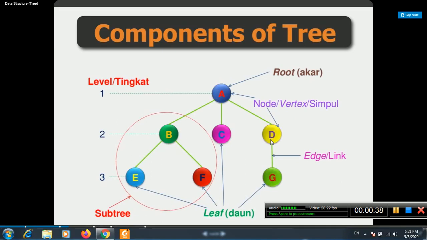The structure of tree: the first node is called the root node, and these nodes are called child nodes, and this arrow shows the edge or link, and the last nodes are called leaf nodes, and inside the circle shows this is the left subtree. So these are the basic components of tree.